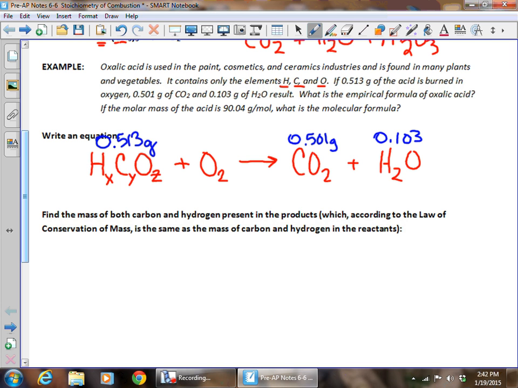Does it make sense to you that if we can figure out how much carbon is in this 0.501 grams of CO2, that, according to the law of conservation of mass, has got to be the same amount of carbon in this original compound? Likewise, if we can figure out how much hydrogen is in this 0.103 grams of water, we'll know how much hydrogen is in this original compound. Again, law of conservation of mass. Now, we can't do this with oxygen because oxygen is everywhere. It's literally in every compound, every substance that's up here. But we can do it for hydrogen and carbon. So let's do that first.